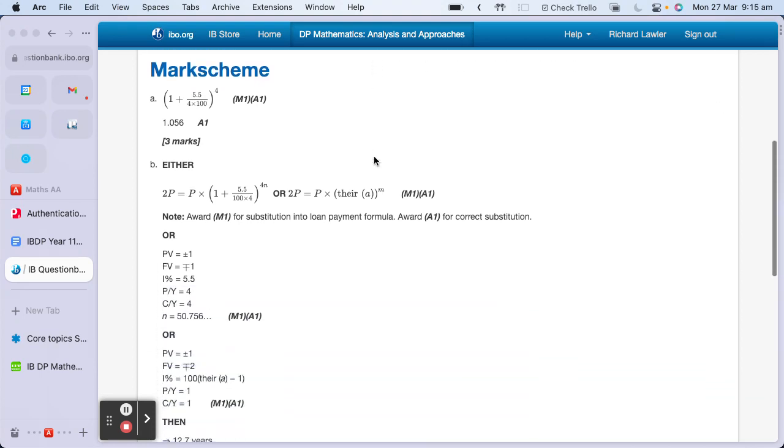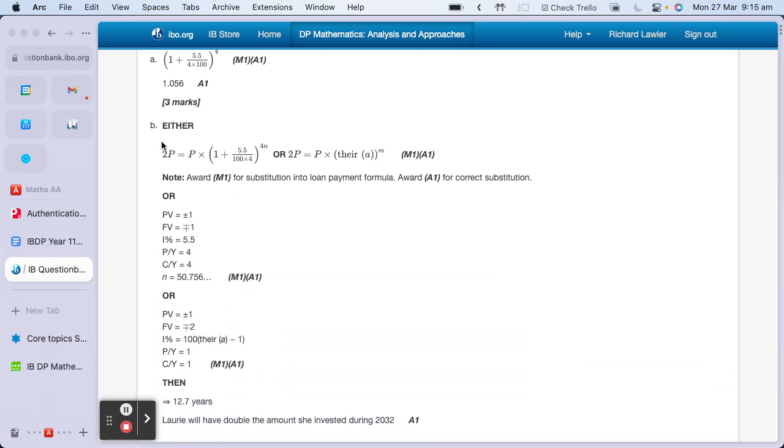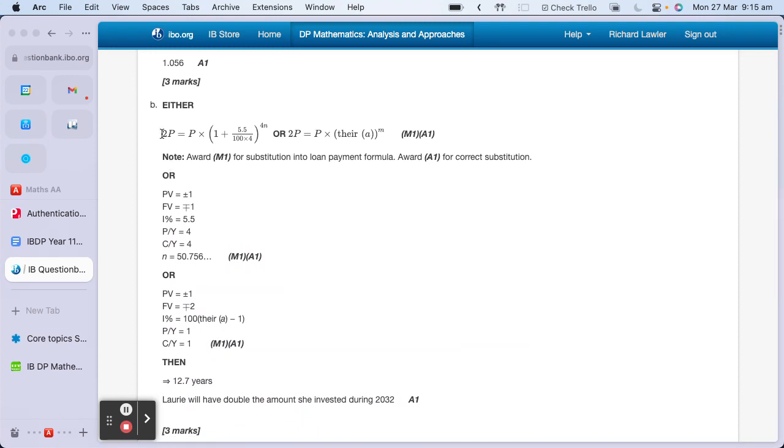Okay, so I just want to point out that you can see in the mark scheme, this is the official IB mark scheme, it's given a geometric sequence approach and it's given a finance calculator approach. And you can see that they're expecting you to write down those things that I showed you on the screen, in the order that you've got, if you like, PV, FV, I, payments per year, compounding interest per year, and then you get a value out of it.